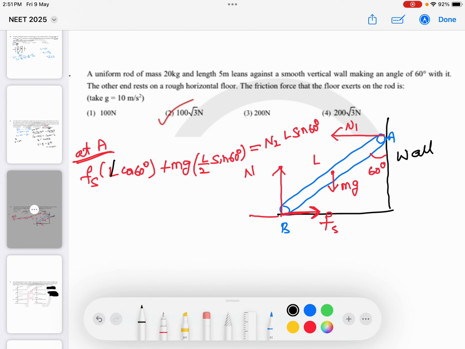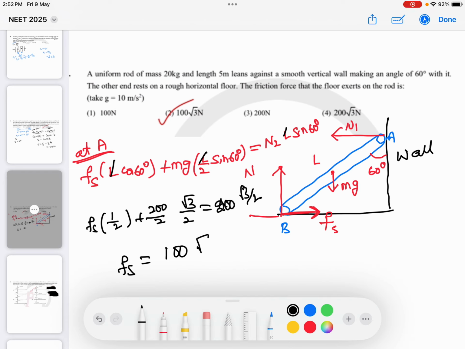On the left hand side and right hand side, the L term can be cancelled. Sine 60 and cos 60 values you can calculate. Then we get Fs into cos 60, which is 1 by 2, plus 200 divided by 2 into sine 60, which is root 3 by 2, equal to N2 value, which is 200 into root 3 by 2. So finally you get the answer, Fs equal to 100 root 3 Newton. The topic belongs to NLM, the main topic.